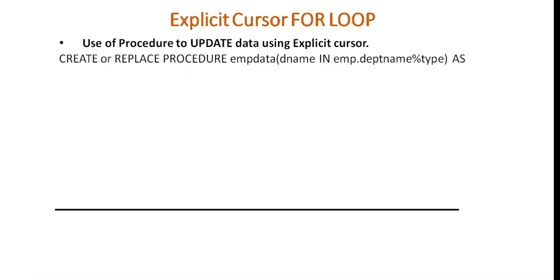The same table is there. So I have written the procedure: create or replace procedure EMP data. The procedure and its attribute are also the same, that is dname in emp.department name %type. The data type of this dname variable is the same as that of the attribute department name. Then the keyword is, and the cursor is declared. Cursor ecur is select star from employee where department name equals dname.